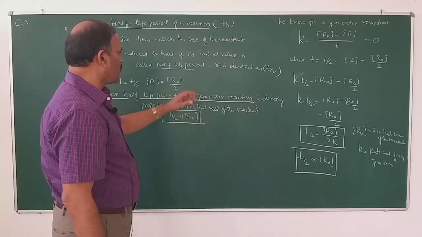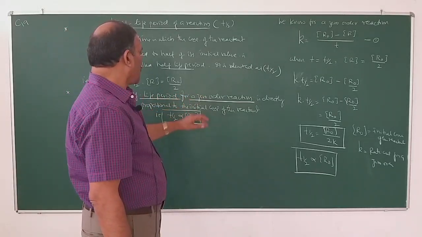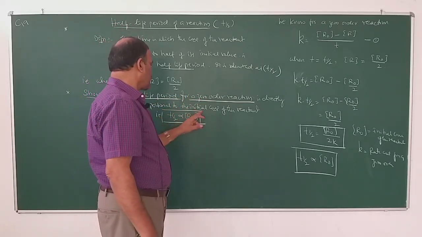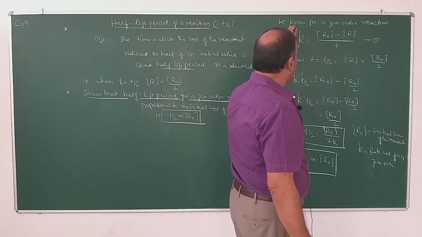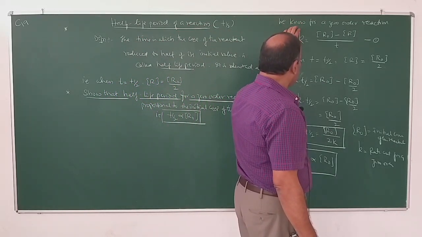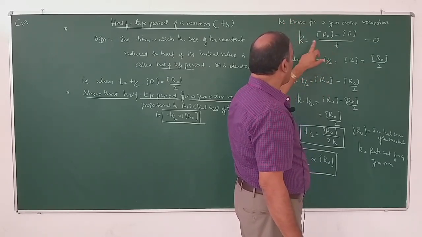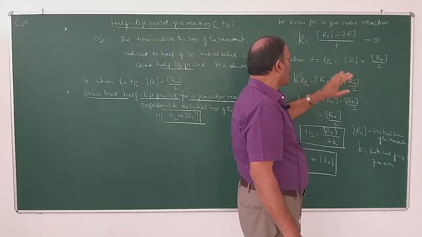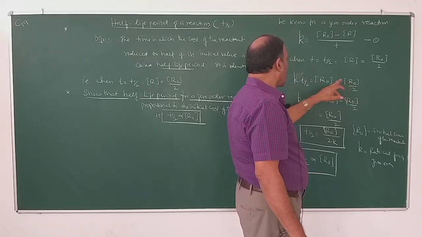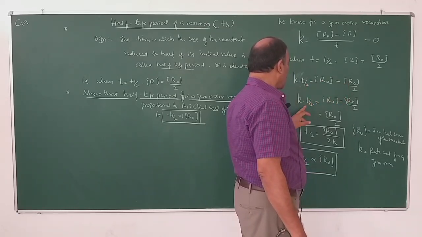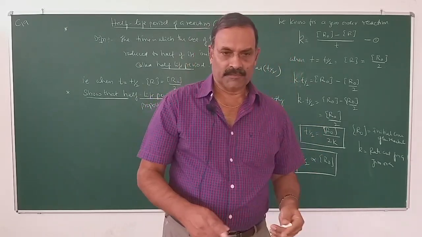Show that for a zero order reaction, the half-life period is directly proportional to its initial concentration, that is T half is proportional to R naught. For that, you have to write the integrated rate equation for a zero order reaction. When T is equal to T half, R is equal to R naught by 2 by definition. Substituting the values of R and T, we will get this equation. On simplifying, we will get T half is proportional to R naught.